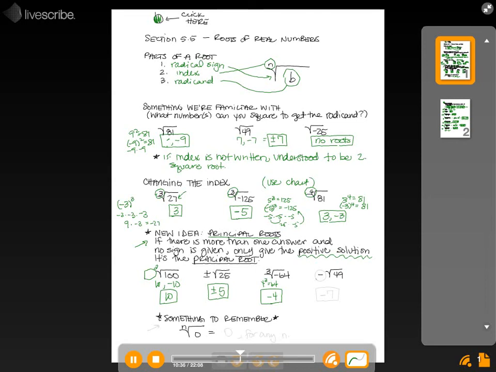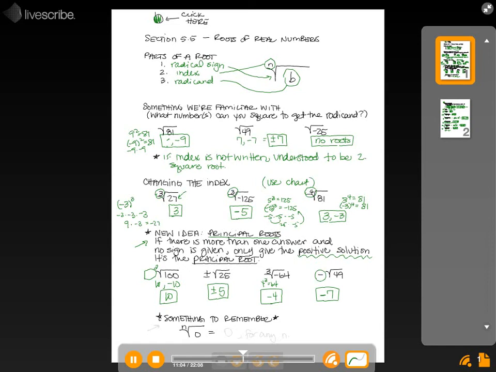Last example here, notice there is a sign out front. It's the negative square root of 49. Well, the square root of 49 is really 7 and negative 7, but we have the negative out front, so you only want to give me the negative answer. That dictates which root you're supposed to give me. You don't need to give me the principal one. You don't need to give me the positive one because it tells me that I want the negative. That's what the sign out front means.